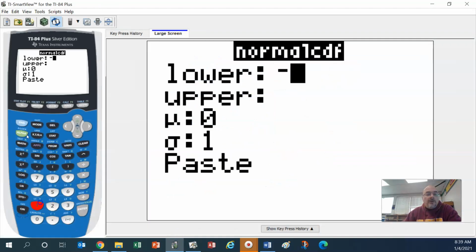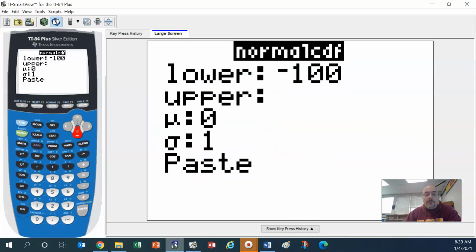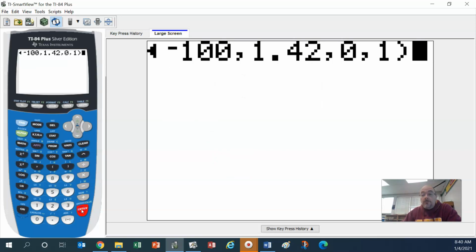So negative 100. You could put any really low value there. It doesn't have to be negative 100. My upper value is the 1.42. Whoops, I accidentally hit the 5. So 1.42. Now, the mean is 0 because it's already normalized. The standard deviation is 1, and we're going to paste it.